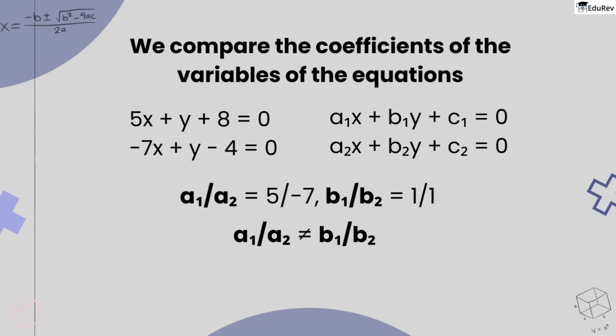That is, 5 by minus 7 is not equal to 1 by 1. Since the ratios of the coefficients of the variables are not equal for the case of these equations, the lines of the equations are intersecting and they have exactly one solution. We conclude that they are consistent.